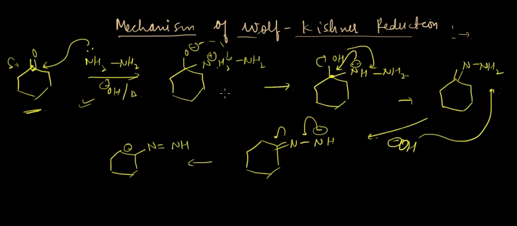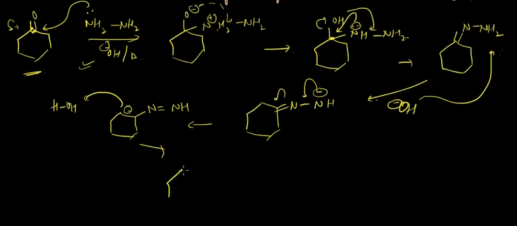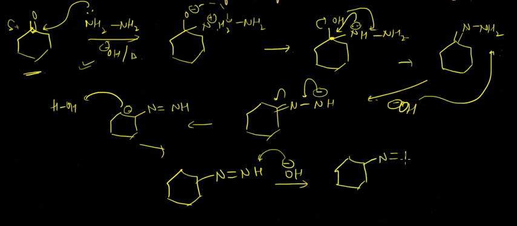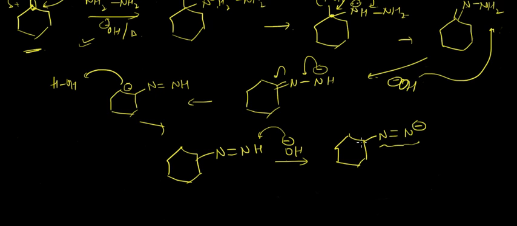Next what will happen is, again this negative charge will attack a water molecule to convert itself into this compound, where we will have something like N double bond NH, and again OH, a strong base, would make things easier for these two nitrogen atoms to be removed as nitrogen gas. Okay, and as a result we will get a negative charge here. A carbanion is formed and nitrogen gas is evolved.